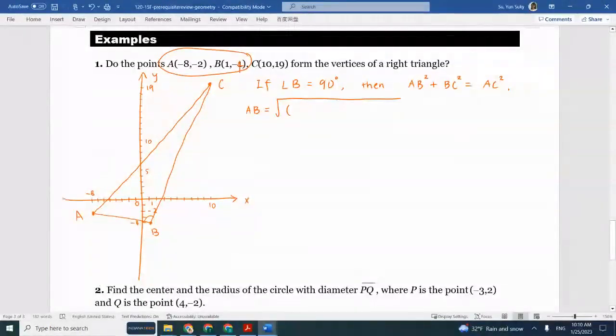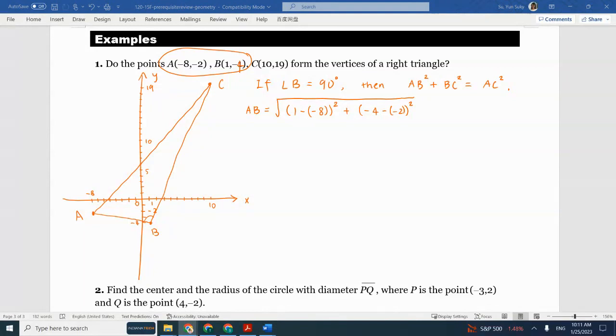So the difference of x. We can use point B minus point A, right? The x coordinate of point B is 1. The x coordinate of point A is -8. And then square. Plus the y coordinate of point B is -4, and the y coordinate of point A is -2, and then we square it. So this is the distance formula. Okay, everybody? Let's keep going.